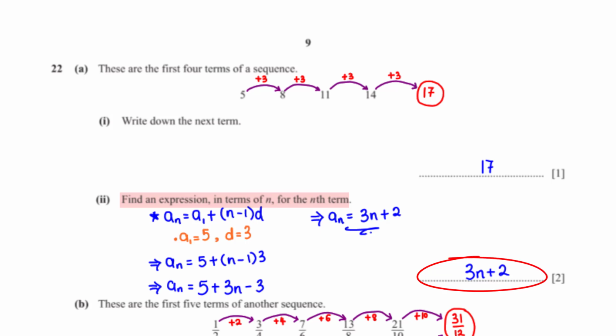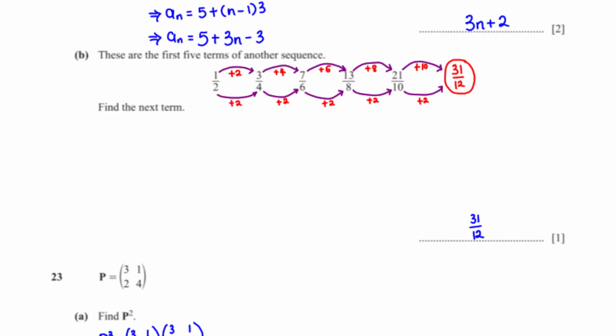These are the first 5 terms of another sequence. Find the next term. So when we look closely at this sequence, we can see that the numerators are increasing by a uniform pace. And when we look at the denominators of the fractions, we can see that they are increasing by a constant value. And so that gives us 21 plus 10, which is 31, and 10 plus 2, which is 12. And so we get our next term as 31 over 12.